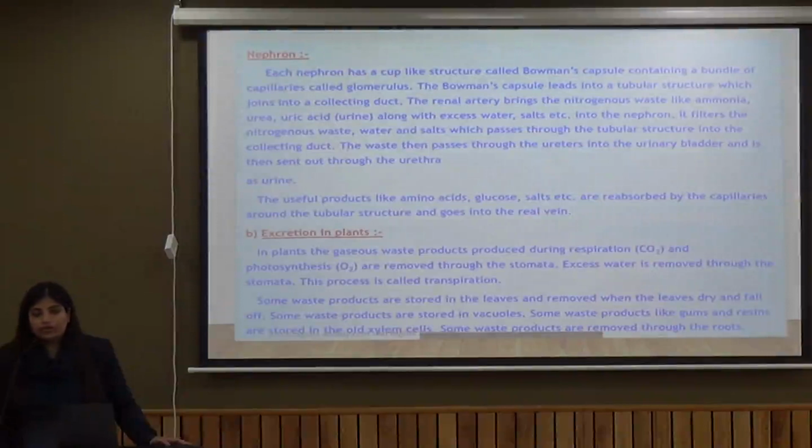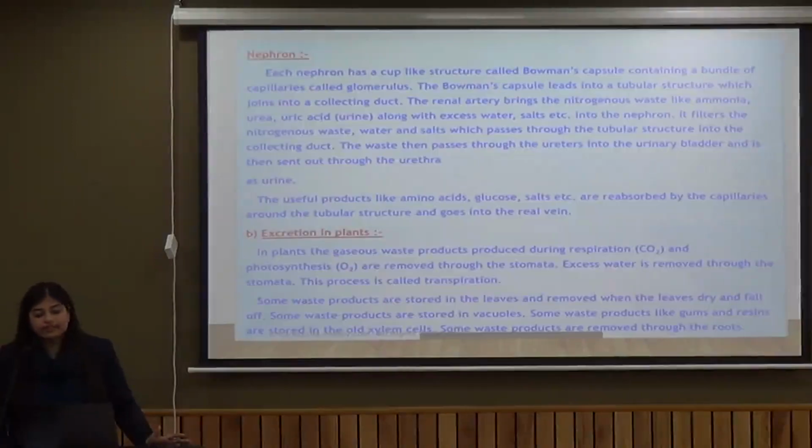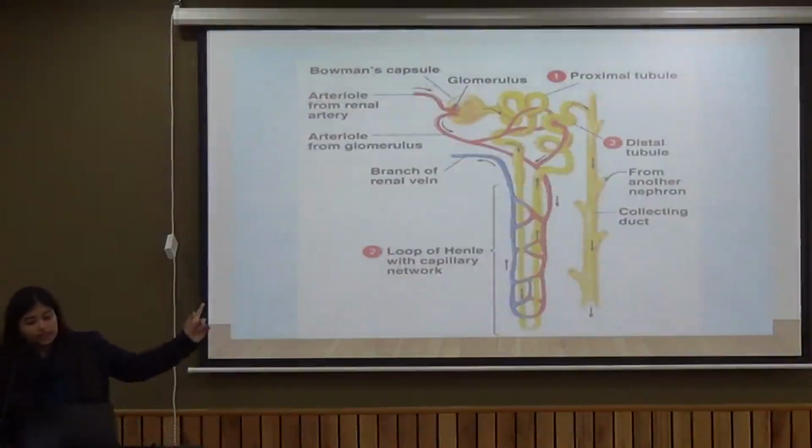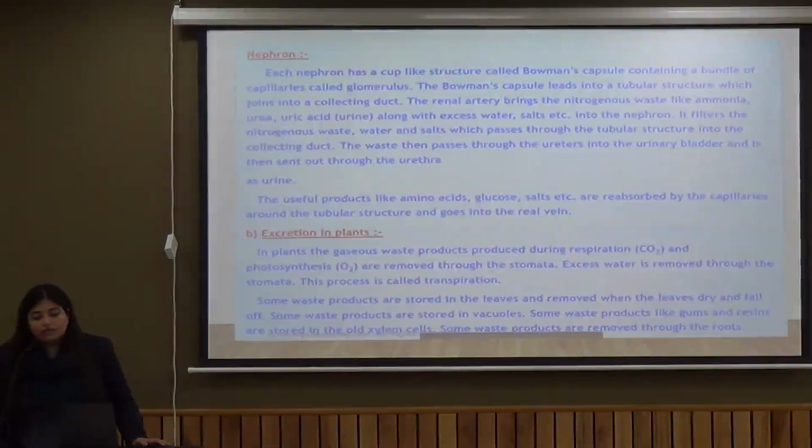Now let's discuss how urine is formed. As I told you, I discussed the structure of the nephron. Now the renal artery, just have a look at the renal artery. It brings nitrogenous waste like ammonia, urea and uric acid along with excess water and salts into the nephron. And it filters the nitrogenous waste, water and salts, which pass through the tubular structure and then into the collecting duct. Now look at the tubular structure of the nephron, and then look at the collecting duct of the nephron. So the urine passes over there and it's collected in the collecting duct. The urine then passes through the ureters into the urinary bladder and is sent out through the urethra.